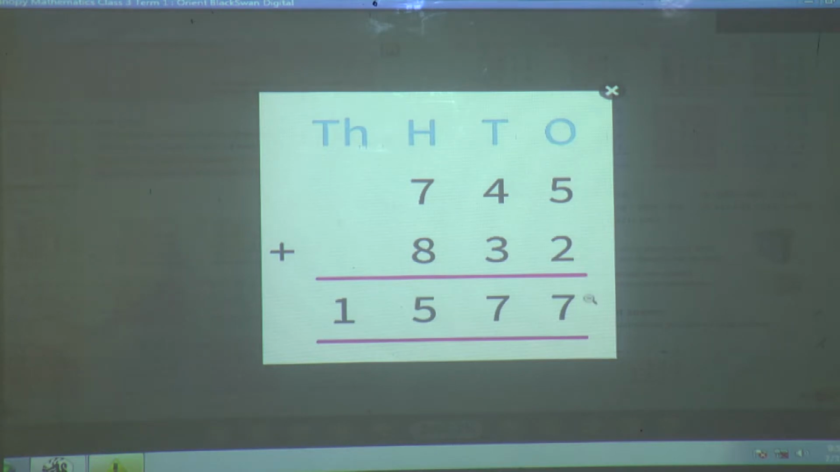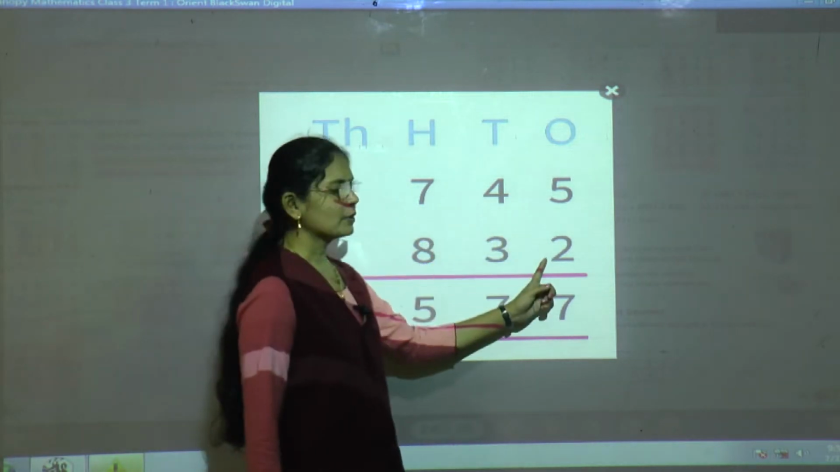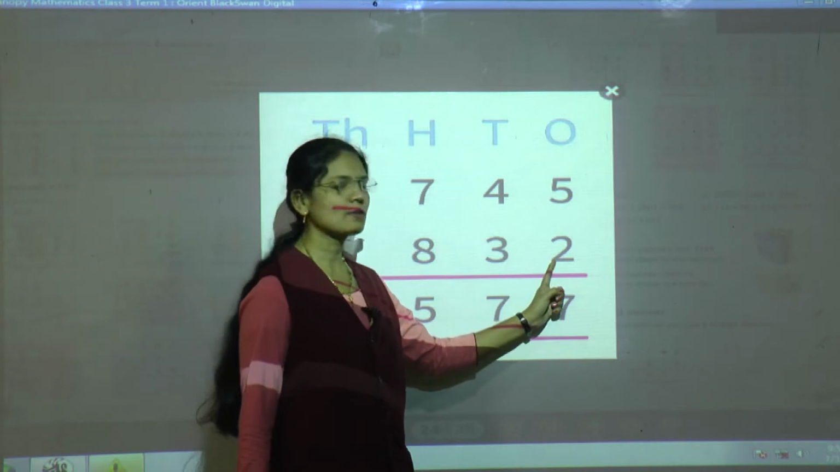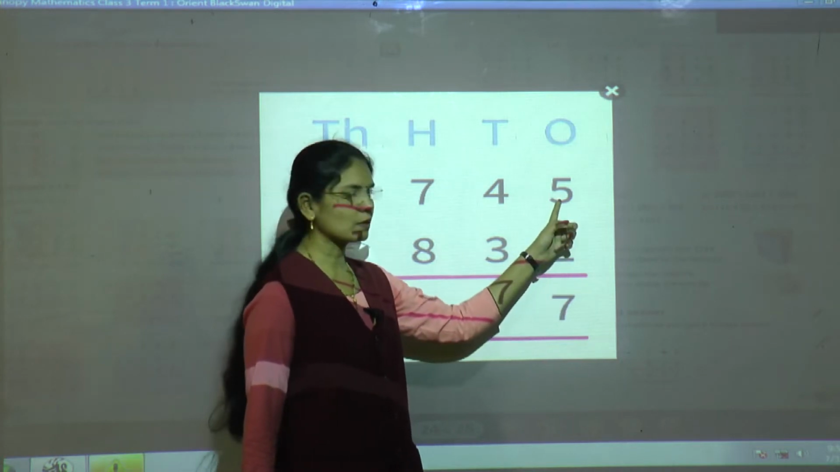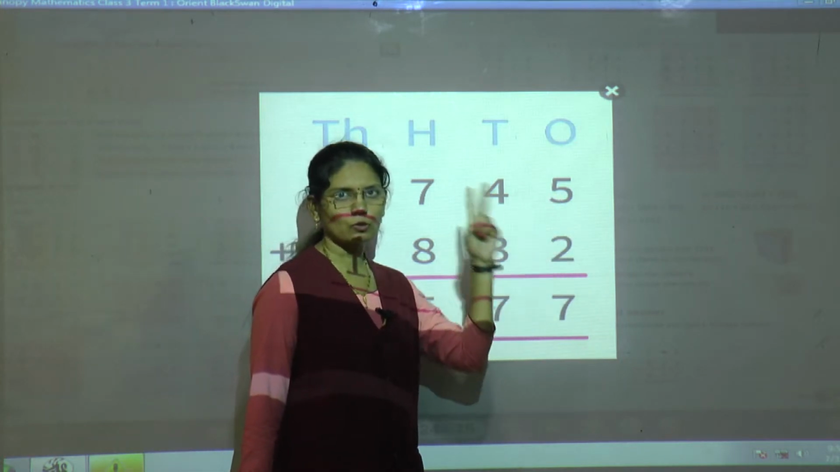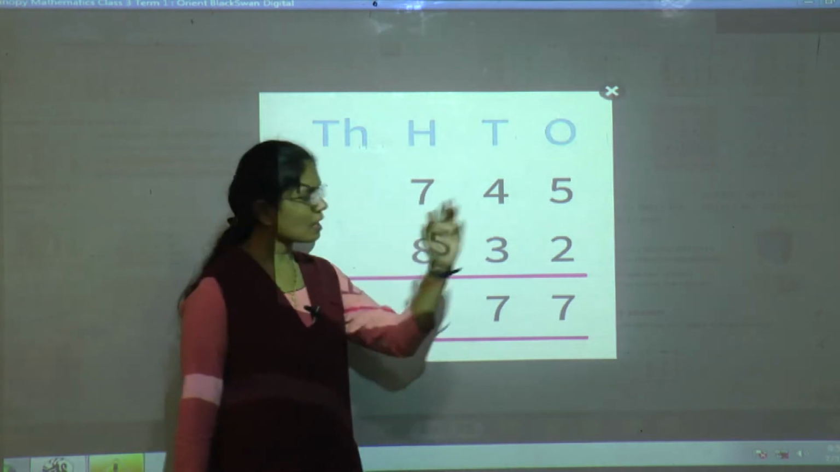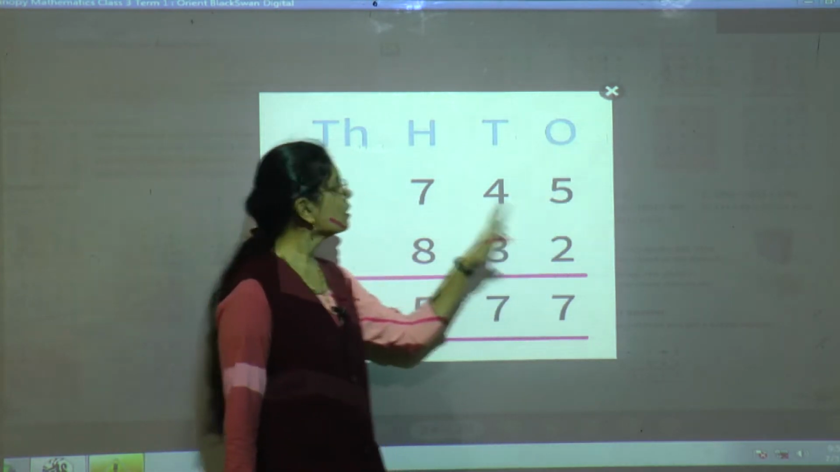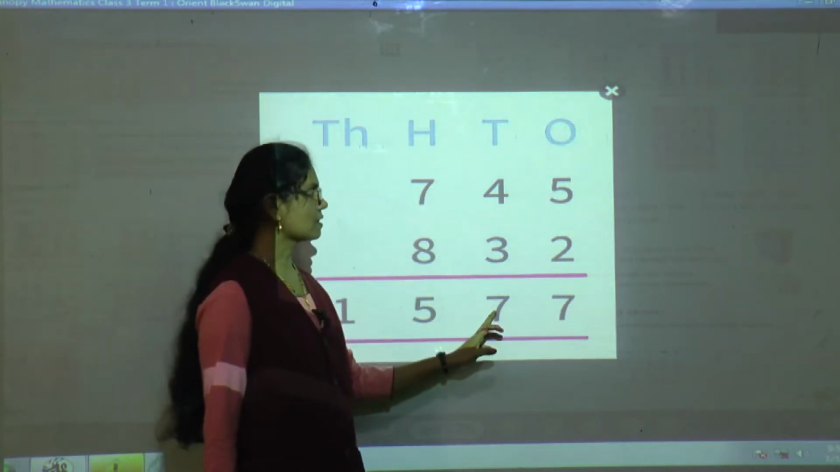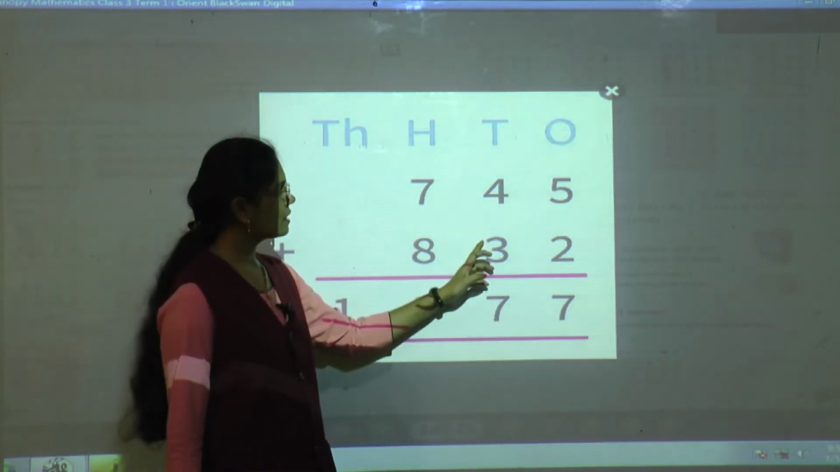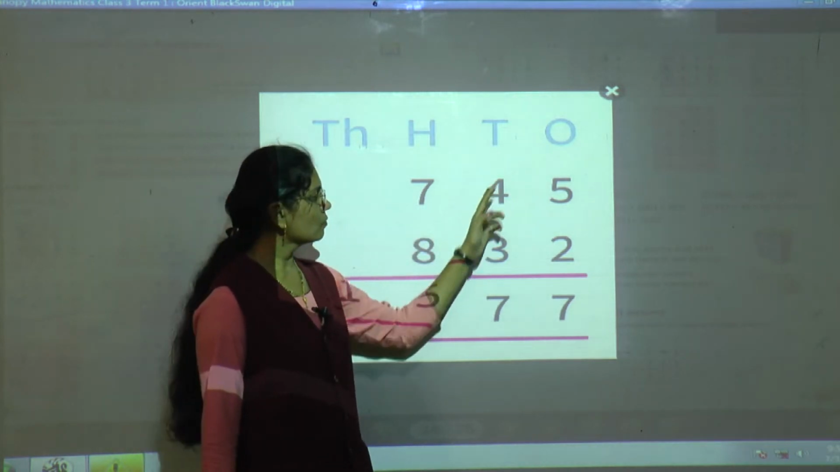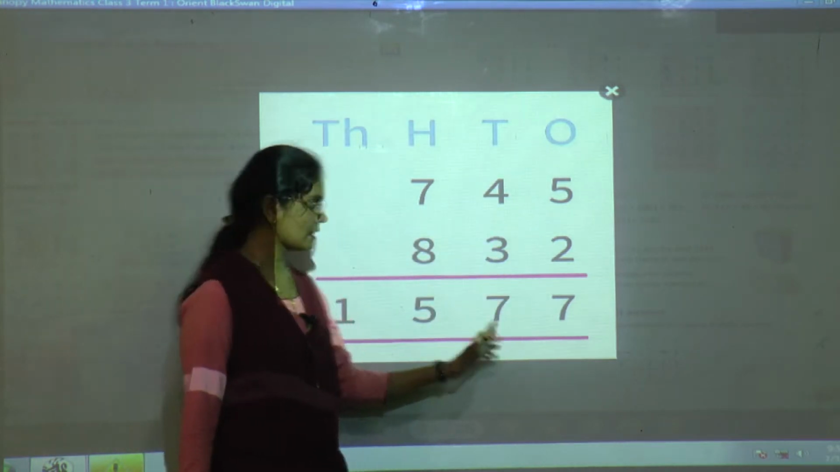Now see, at ones place, 5 and 2, these 2 digits are there. So 5 ones plus 2 ones. Count the fingers after 5. After 5, count 2 more fingers: 6, 7. So 5 plus 2, 7 ones. Okay. Now see the tens place number. At tens place, 4 tens plus 3 tens. 4 plus 3, 7 tens.